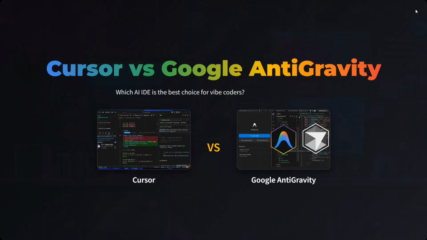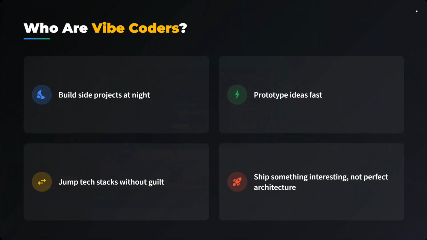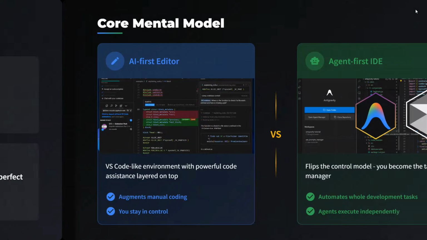Cursor versus Google Antigravity. Which AI IDE is the best choice for vibe coders? Who are vibe coders? I think this is a term that has been coined quite a few times and was started by Andrej Karpathy. Build side projects at night, prototype ideas fast, jump tech stacks without guilt. Ship something interesting, not perfect architecture. Usually they don't know the tech stack but are prompting their way to build their applications.